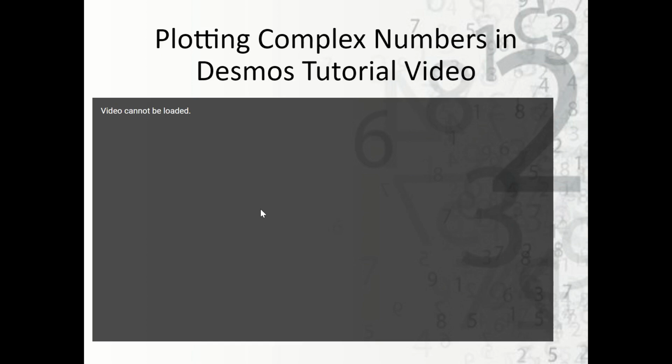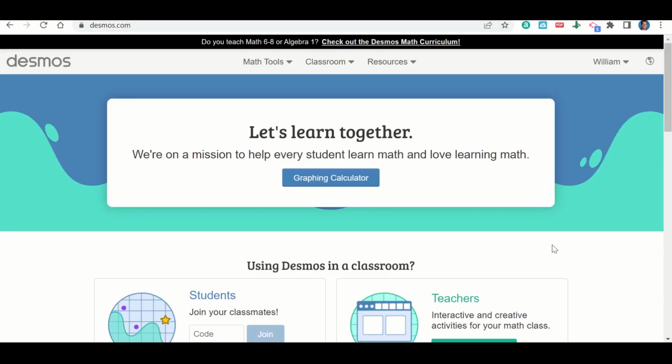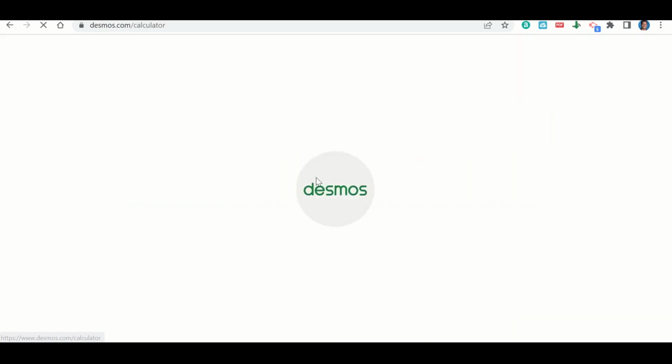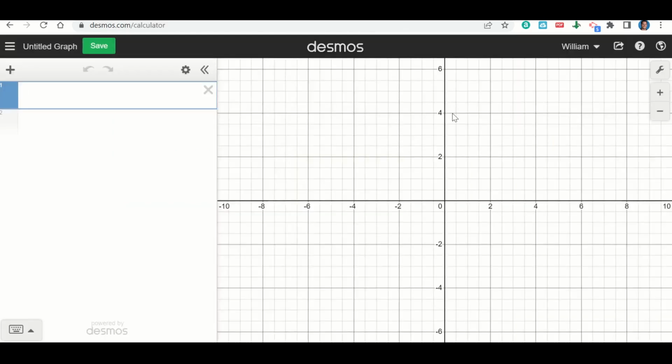There's a video here as well that shows you how to plot complex numbers in Desmos, so you can go ahead and watch that video. Let's talk now about how we can plot complex numbers on the coordinate plane using Desmos. So what we're going to do is we're going to go to desmos.com and we're going to click on Graphing Calculator. And notice it gives us a standard graph, and we need to change this to become an Argand diagram.